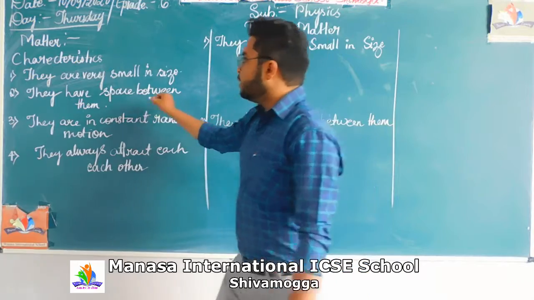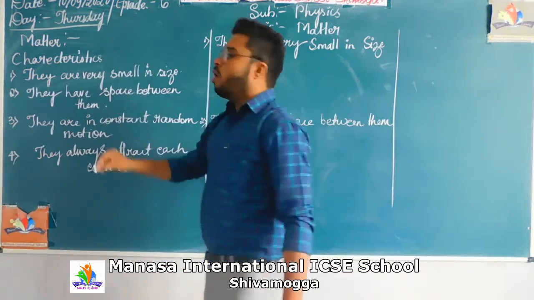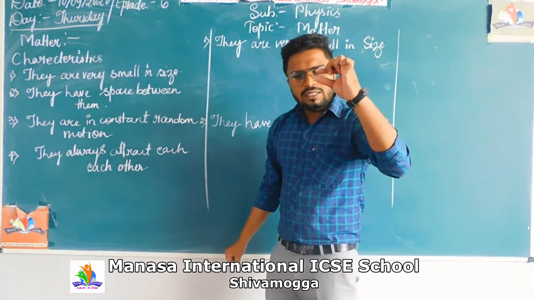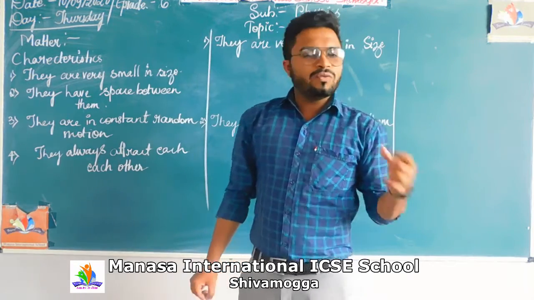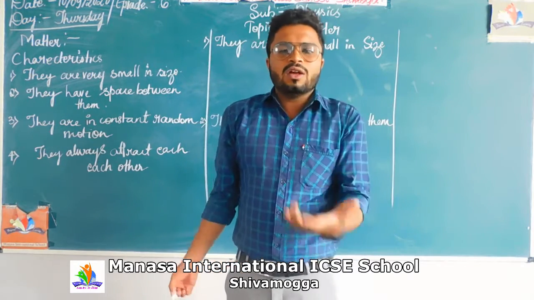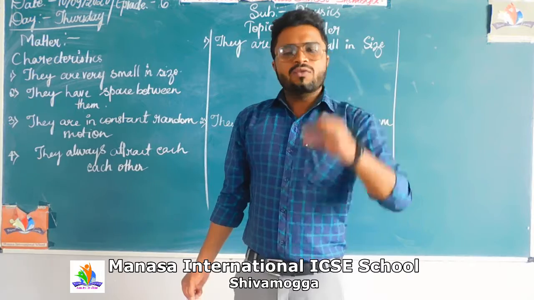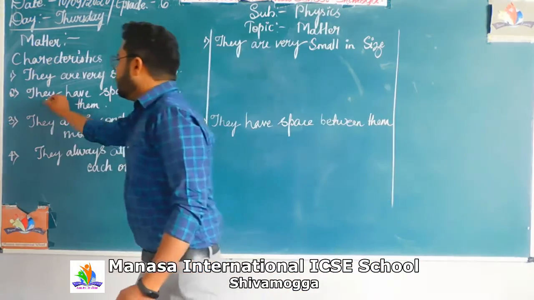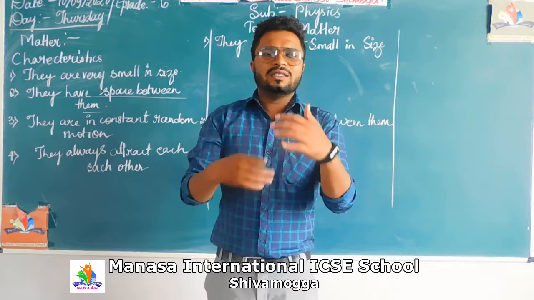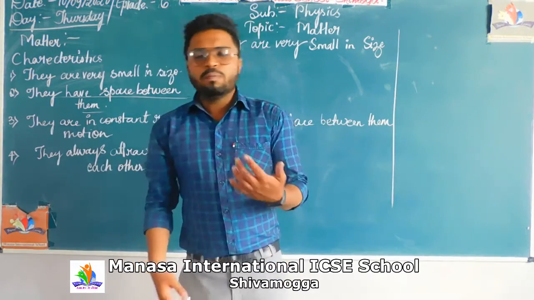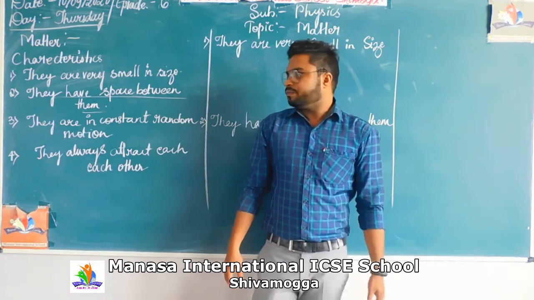And we have studied about characteristics. The first characteristic: they are very small in size. In size, it is very small. Even with a normal microscope we cannot see, and from our naked eye also we cannot see. This is very small. Second, they have a space between them. They have a space between them.